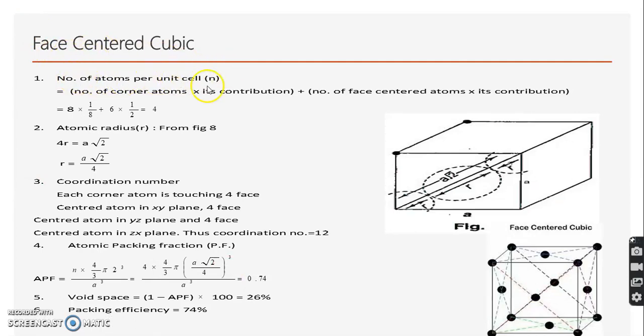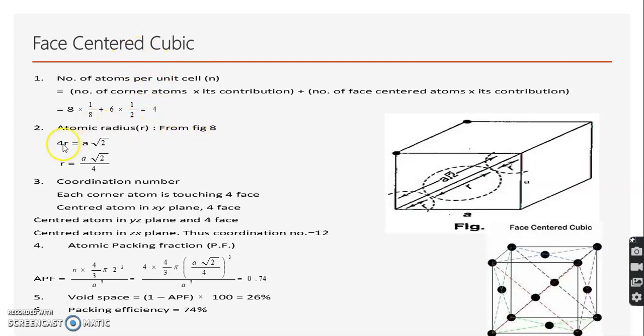Here the number of atoms per unit cell will be the number of corner atoms into its contribution plus the number of face-centered atoms, these ones, into its contribution to the whole unit cell. So 8 into 1 by 8 plus there are 6 faces, 1, 2, 3, 4, 5, 6. So 6 into 1 by 2, since each face is shared by 2 unit cells. So therefore you will get 1 plus 3 is equal to 4. So total number of atoms per unit cell in a face-centered is 4.